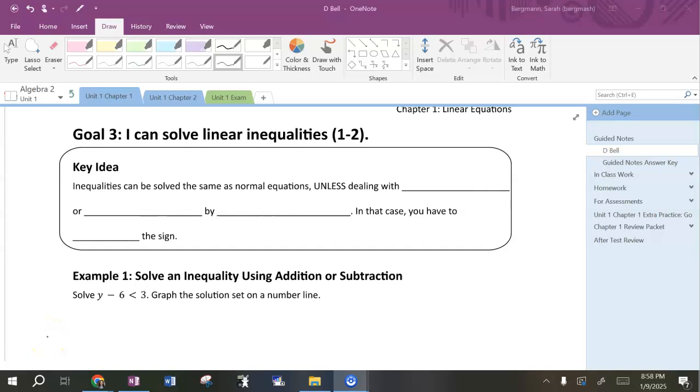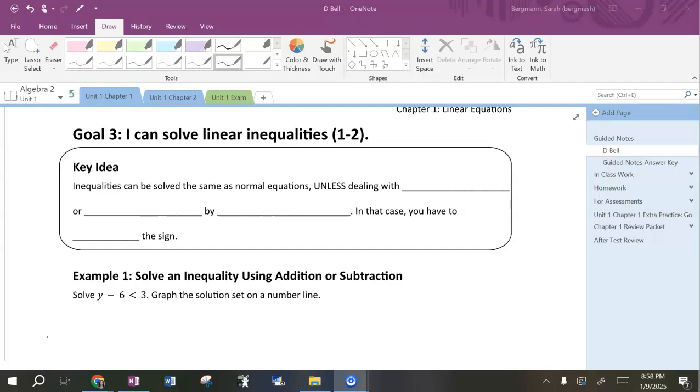Hey everyone, so in the last lesson we learned about solving linear equations, which means get the variable by itself, and we knew it was an equation because it had an equal sign separating two different expressions. But today we're going to be working on solving linear inequalities.